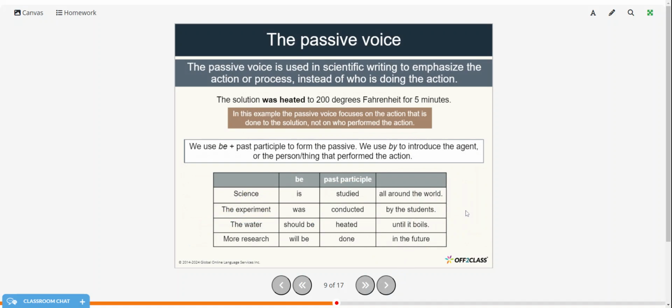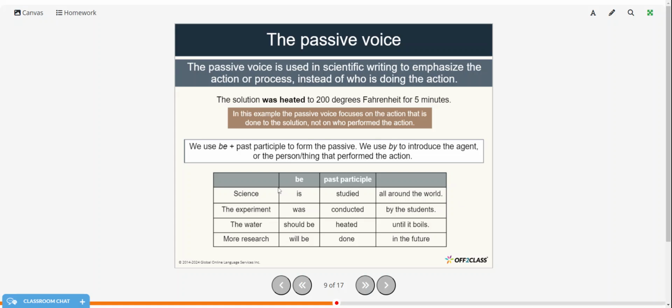Right, the passive voice. The passive voice is used in scientific writing to emphasize the action or process instead of who is doing the action. So: the solution was heated to 200 degrees Fahrenheit for 5 minutes. In this example, the passive voice focuses on the action that is done to the solution, not on who performed the action. We use be plus the past participle to form the passive. We use by to introduce the agent, or the person or thing that performed the action.